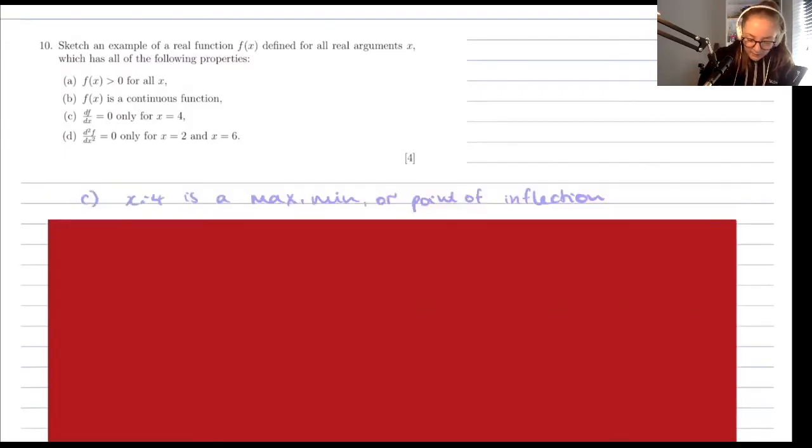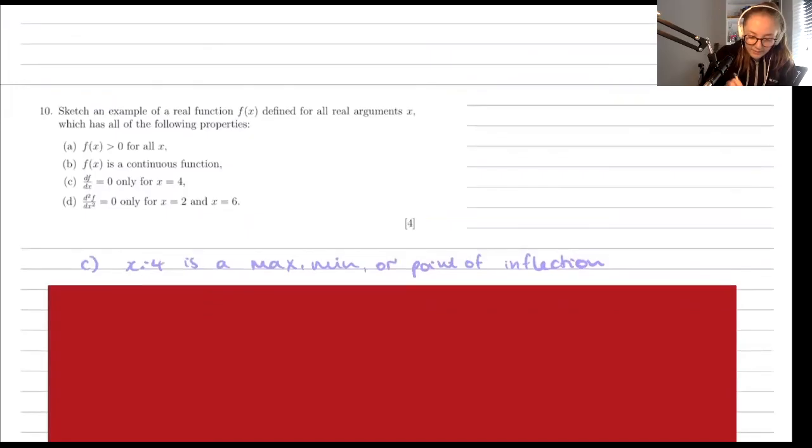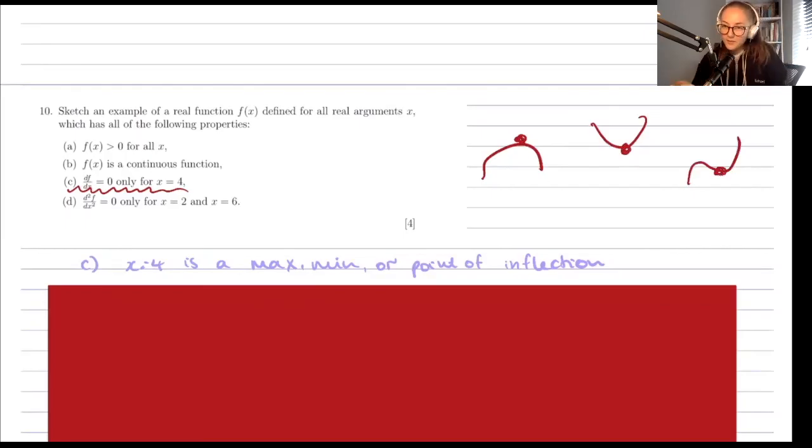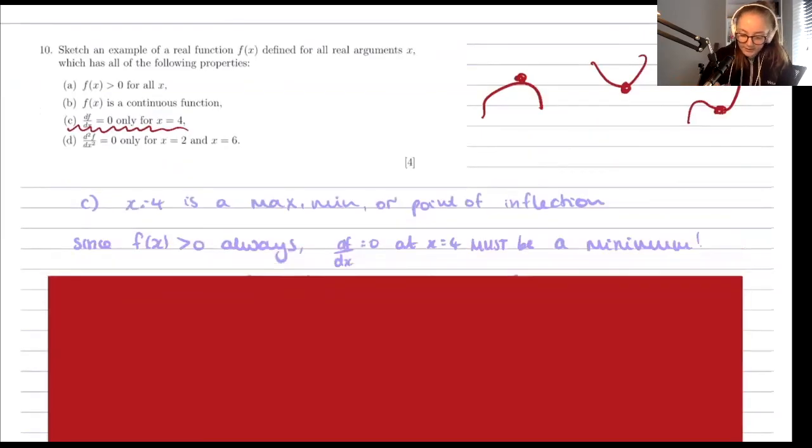So in this one, I think the most obvious thing that we see is that df by dx is 0 when x is 4. So that tells us that at x is 4 there is either a maximum, a minimum, or a point of inflection. And if you're not sure what that means, this would be a maximum, this would be a minimum, and this is a point of inflection. And don't forget about points of inflection. But in order to work out which one of these it is, we need to look at the rest of our information.